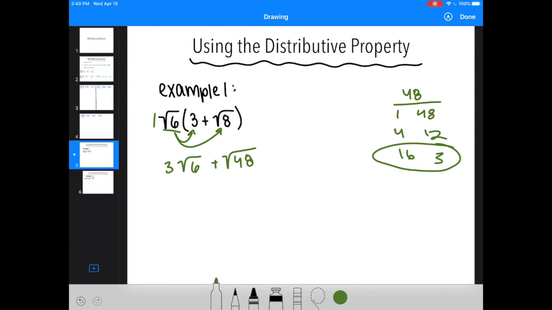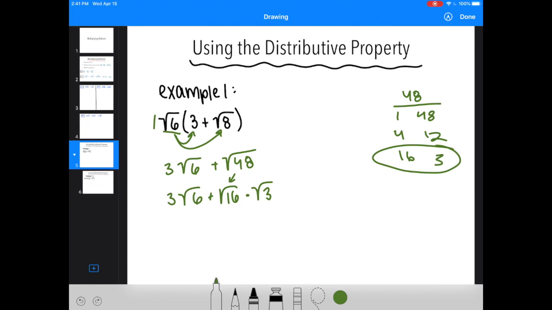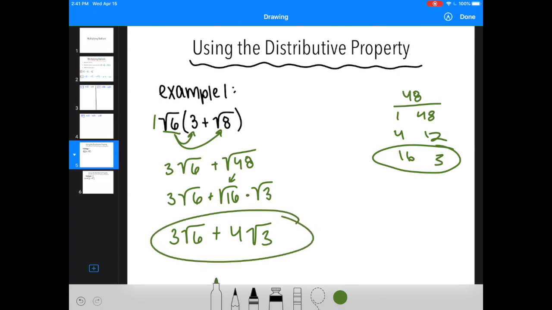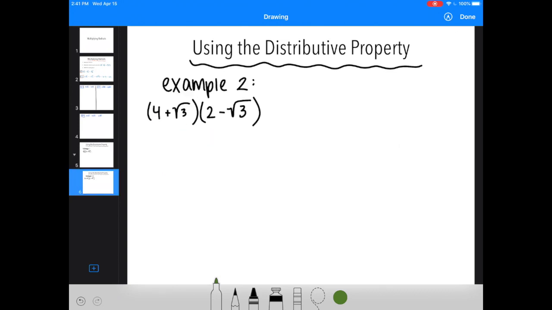So, time to break that up. So, I have 3 square root 6, which breaks up into square root of 16 multiplied by square root of 3. Now that I have 3 square root 6 plus square root 16 times 3, I'm going to simplify down that 16 to give me my final answer of 3 square root 6 plus 4 square root 3. There we go. Woohoo! We did it.